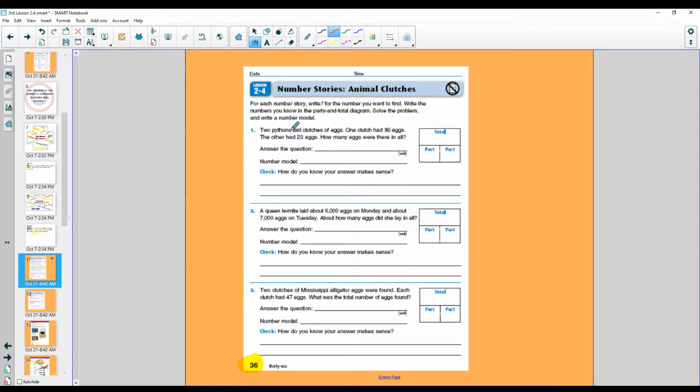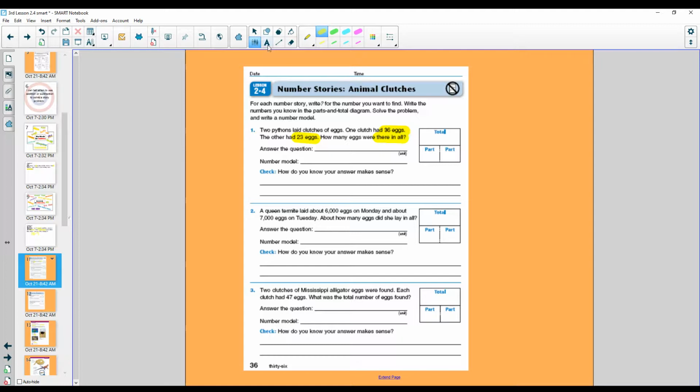Okay, 2 pythons laid clutches of eggs. One clutch had 36 eggs. Now, third graders, something I like to do is I usually try to highlight the important numbers. 2 pythons laid clutches, or groups, of eggs. One clutch had 36 eggs. The other clutch had 23 eggs. How many eggs were there in all?